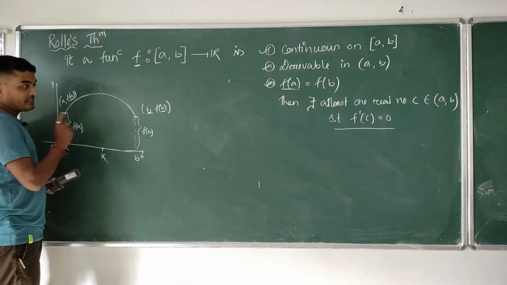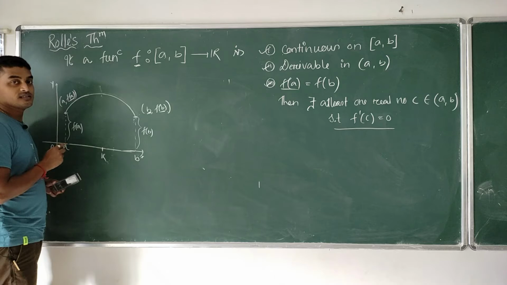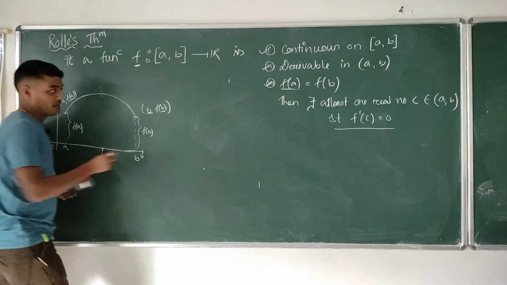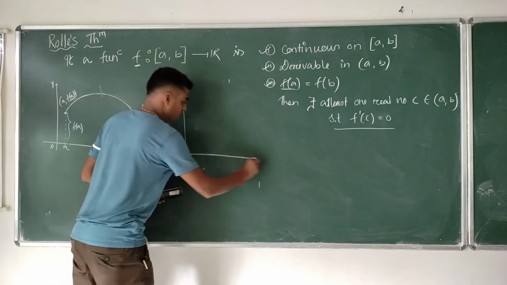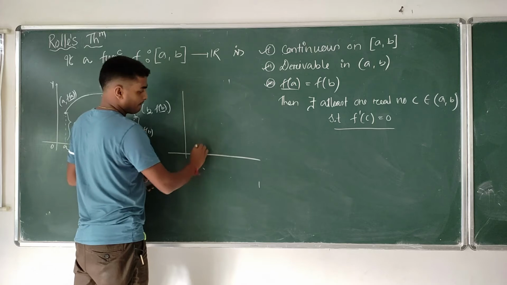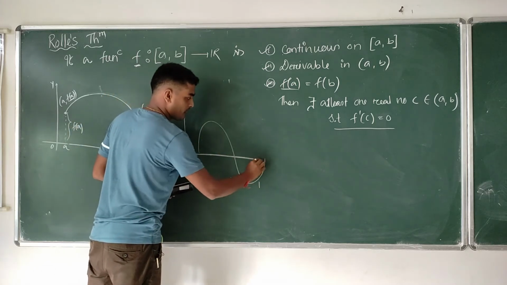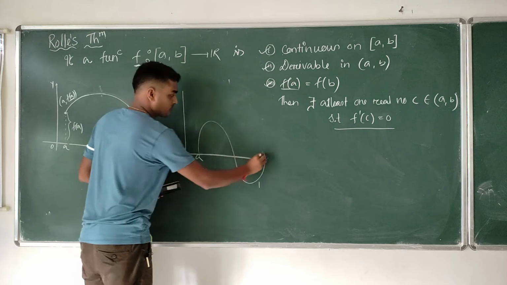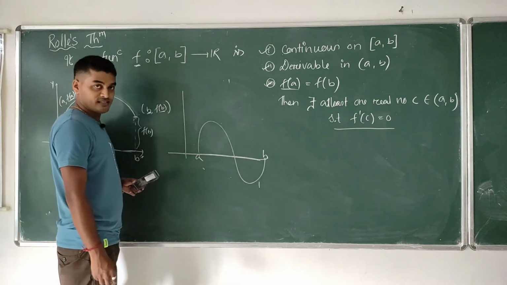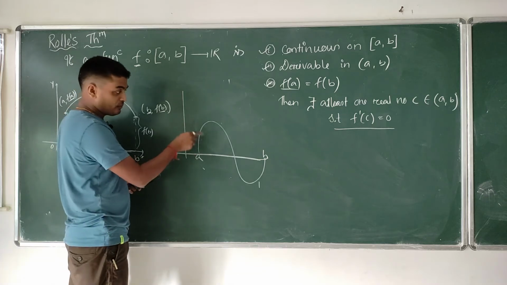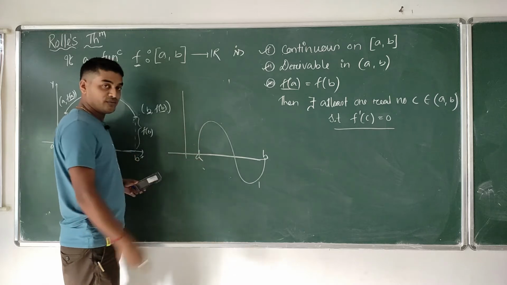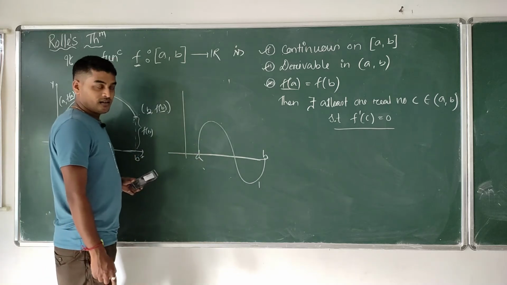that there exists at least one point in between a and b. Between a and b you will get a minimum of one point on the curve. Let me consider another example. Suppose this one is a and this one is b. First of all it is continuous, it is also differentiable. Differentiable means at each and every point you can draw a unique tangent, excluding the end points.